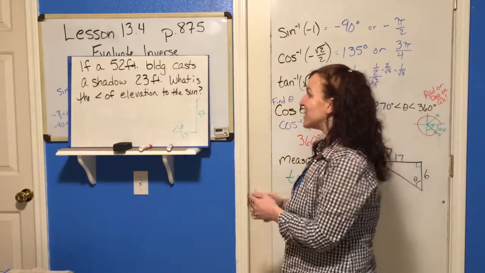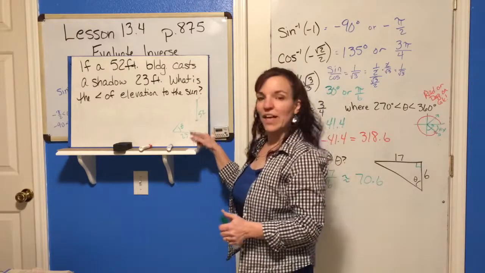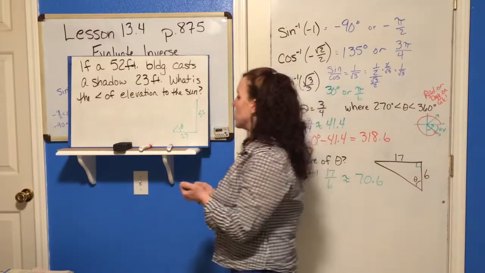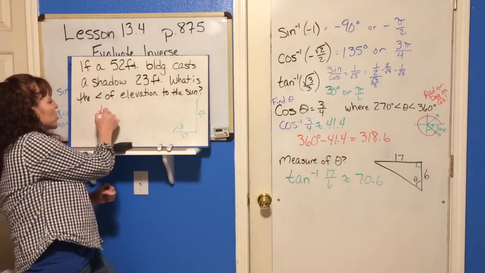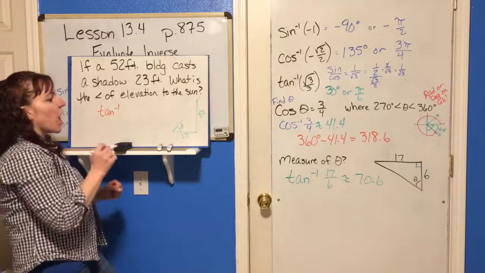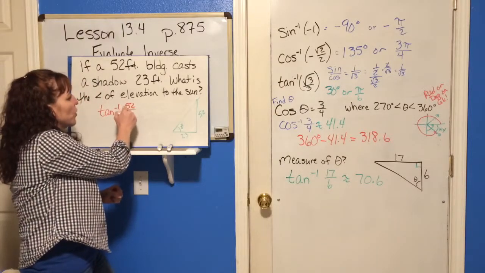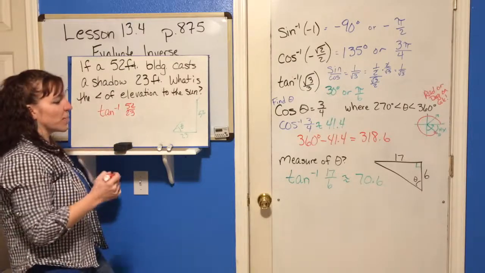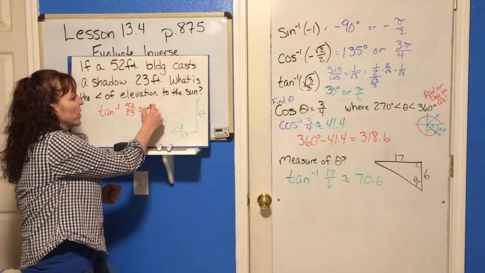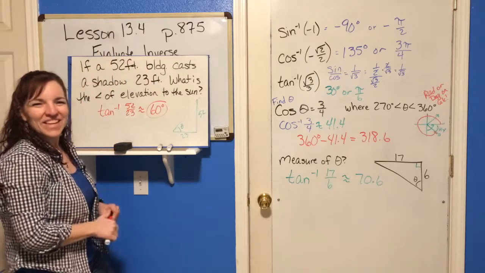This is almost identical to this problem because, look, again, we have two legs. We don't have a hypotenuse, so we have tangent again. So we want the inverse tangent of the opposite over the adjacent, so 52 over 23. Plug that into your calculator, inverse tangent, 52 divided by 23. You should end up with 66 degrees. That's it, you're done.